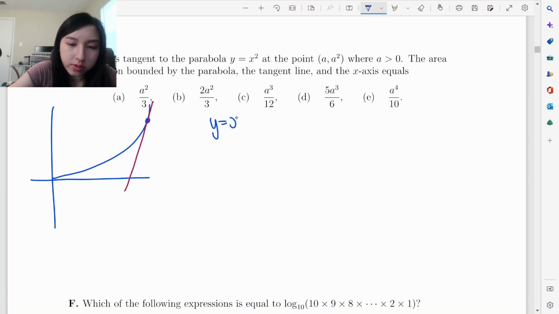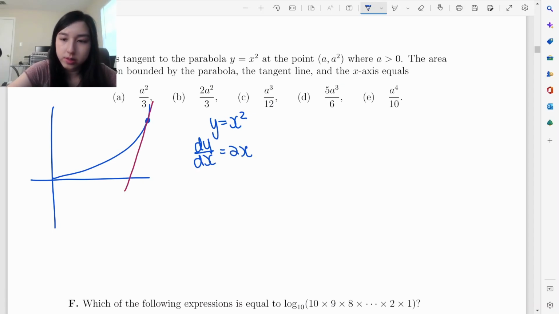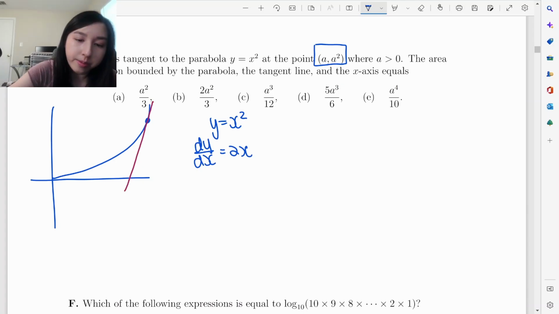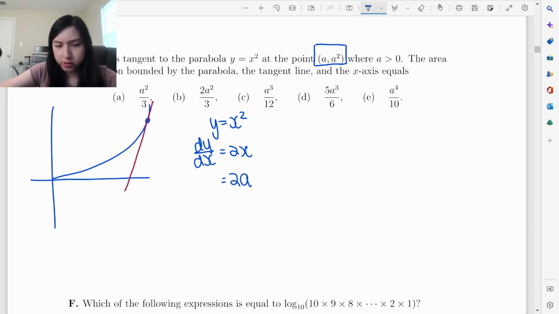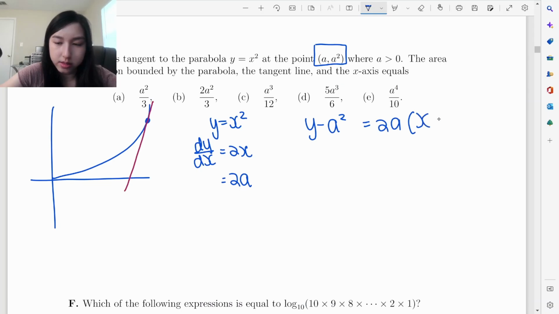y equals x squared, so the gradient dy over dx equals 2x, so the slope at that point where it intersects at a squared is going to be 2a, because x is a. Let's find the equation of that line.